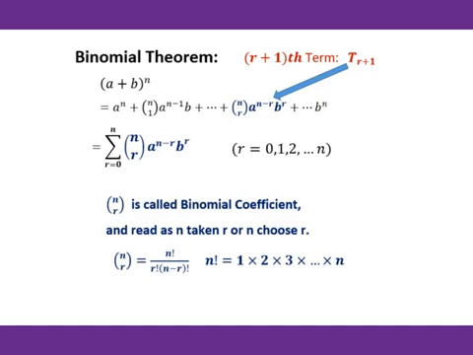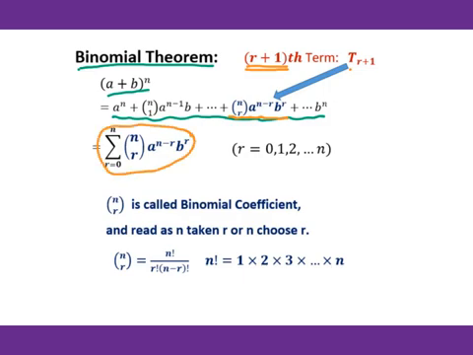This video is about binomial expansion. We have the binomial theorem, (a + b) to the nth power. We can write it down this way. The r + 1th term is this one. Remember, this is the r + 1th term. So we can write it in sigma notation like this. Remember, this r starts from 0.